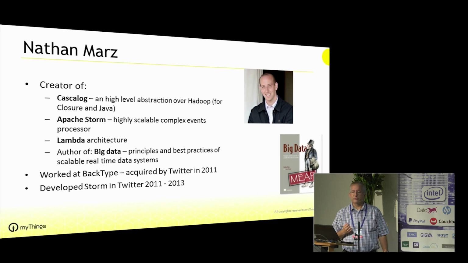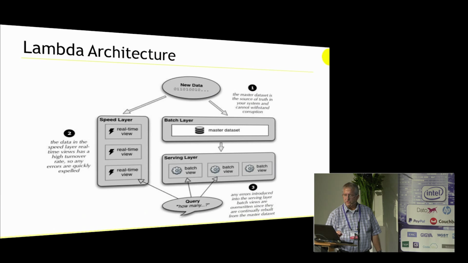He is also the author of a book called Big Data: Principles and Best Practices of Scalable Real-Time Data Systems. Unfortunately, I'm not getting royalties for this book, but I highly recommend it. If you find it enjoyable like I did, probably I'll get good karma for this. And Nathan worked on Storm at Twitter between 2011 and 2013. And then he also came up with the idea of the Lambda architecture.